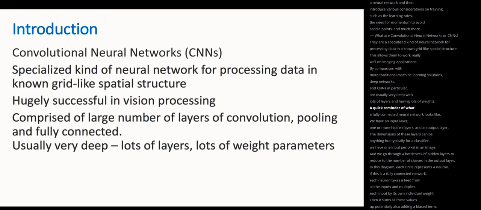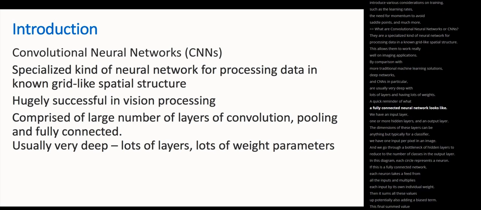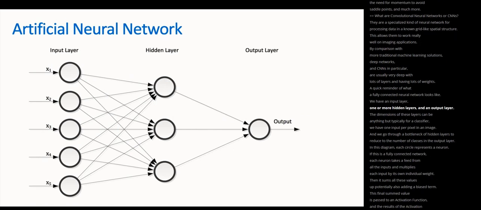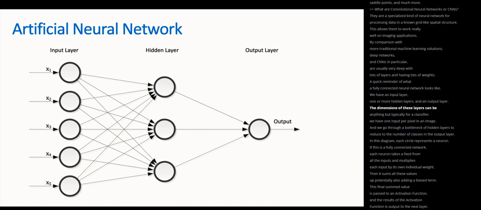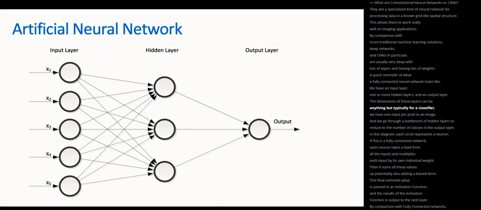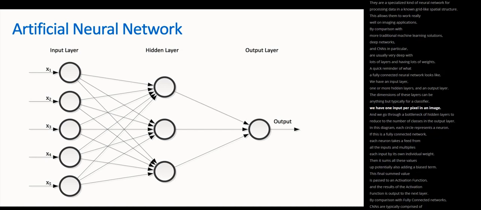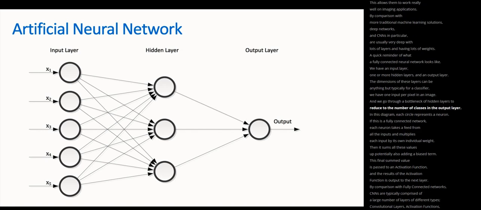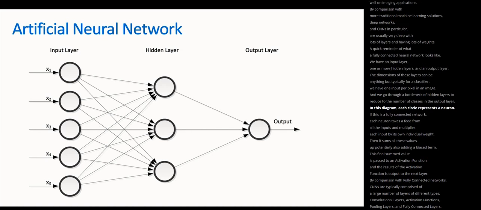A quick reminder of what a fully connected neural network looks like. We have an input layer, one or more hidden layers, and an output layer. The dimensions of these layers can be anything, but typically for a classifier, we have one input per pixel in an image, and we go through a bottleneck of hidden layers to reduce to the number of classes in the output layer. In this diagram, each circle represents a neuron.